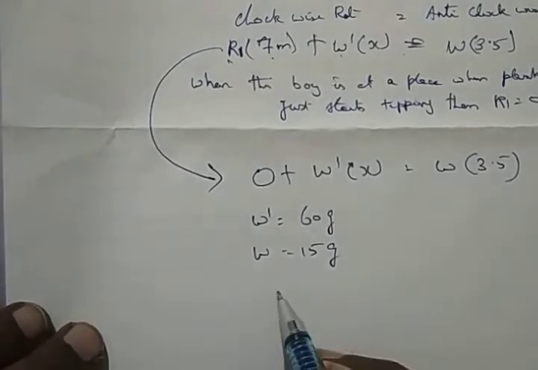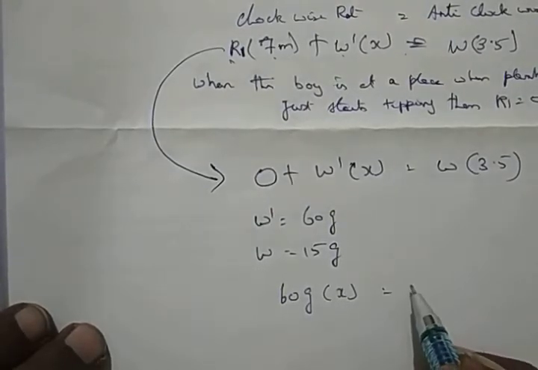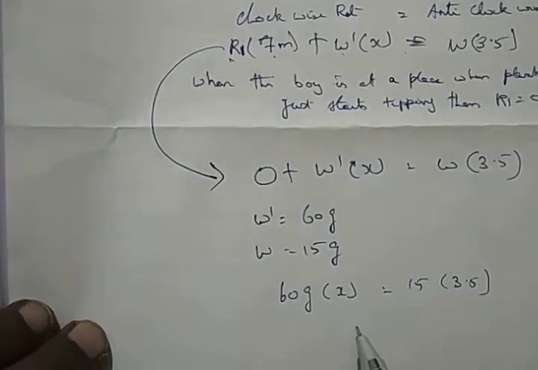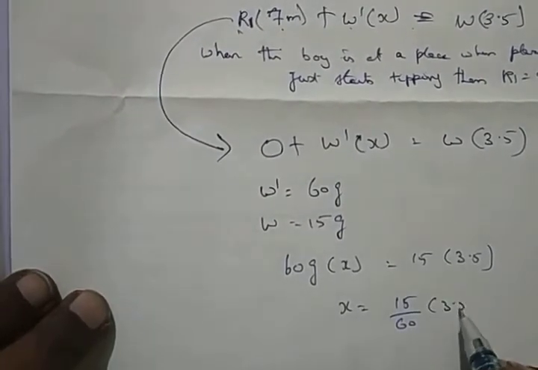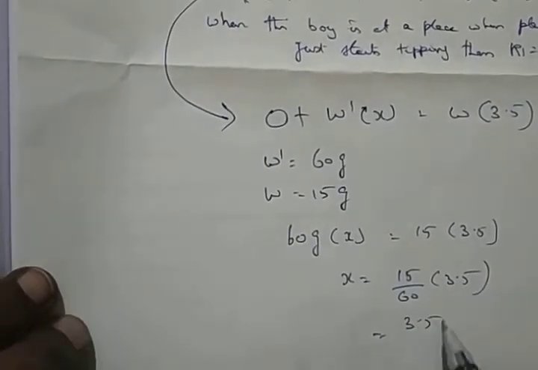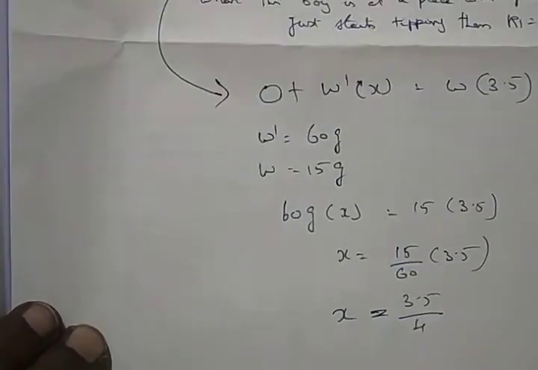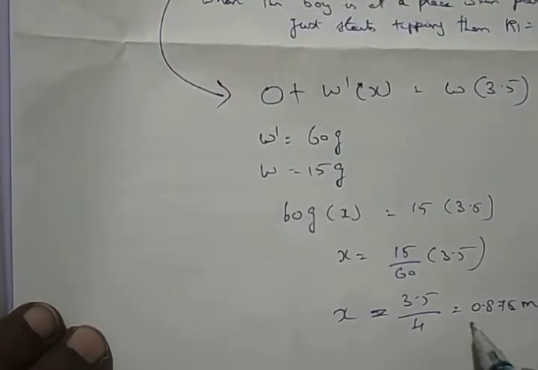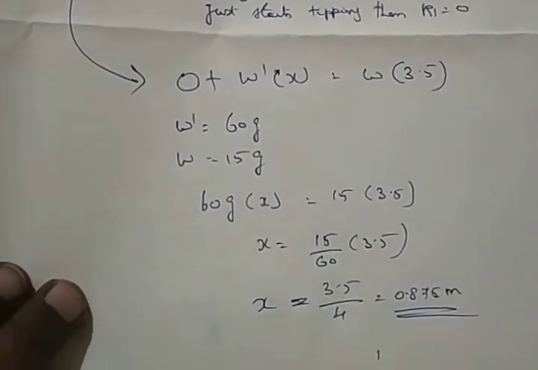Put the value here. 60 into G into X is going to be equal to 15 G into 3.5. So what's the value here? X is going to be equal to 15 divided by 60 into 3.5, which is 3.5 divided by 4. So what's the answer you get here? It will be 0.875 meters. Quite simple. Just a rotational equilibrium only, and you're able to get this answer. That's all, answer is done.